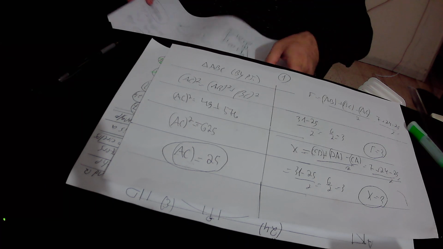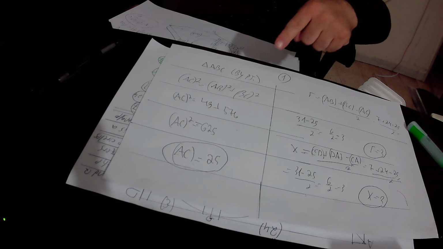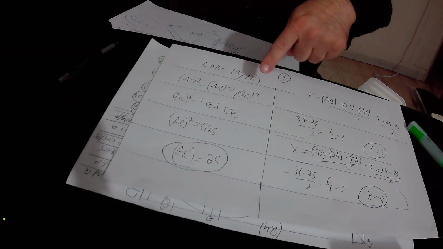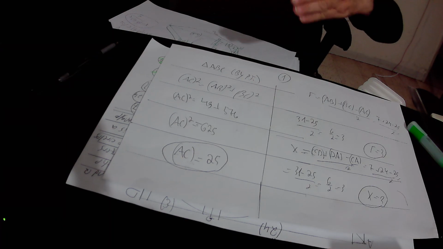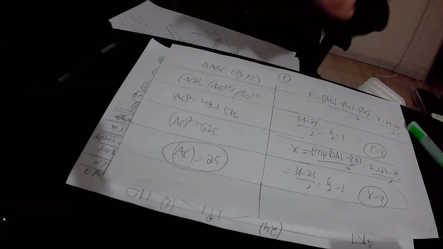So AC squared equals AB squared. AB is 7, therefore AB squared is 7 squared, that is 49, plus BC squared. BC is 24, therefore BC squared is 24 squared, that is 576. So in total, AC squared equals 49 plus 576, that is 625.